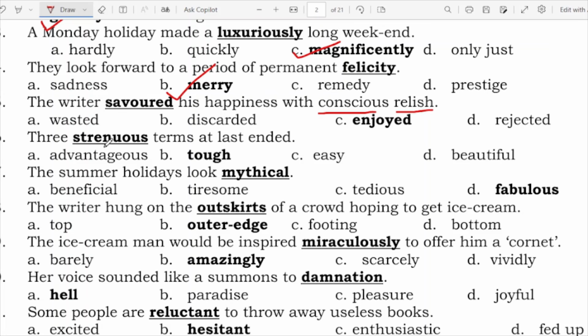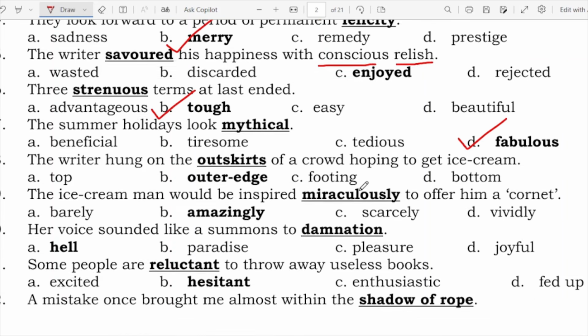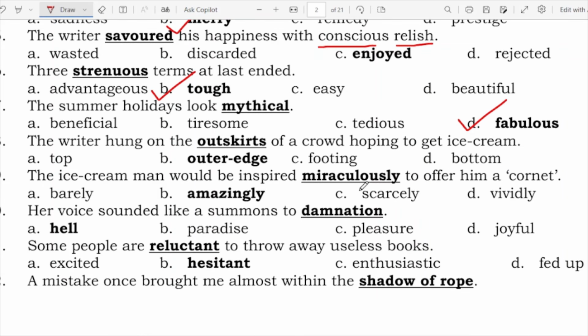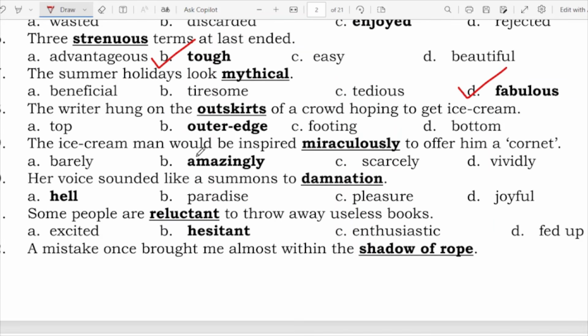3, strenuous, very tough. Strenuous means very hard. Terms at last ended. The summer holidays took on a mythical, fabulous quality. He was very happy to have all these summer vacations in his childhood. It's a very beautiful essay. You must read it again and again to learn good English and grammatical structures.